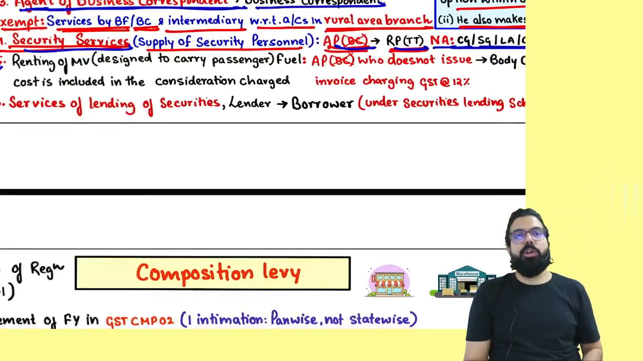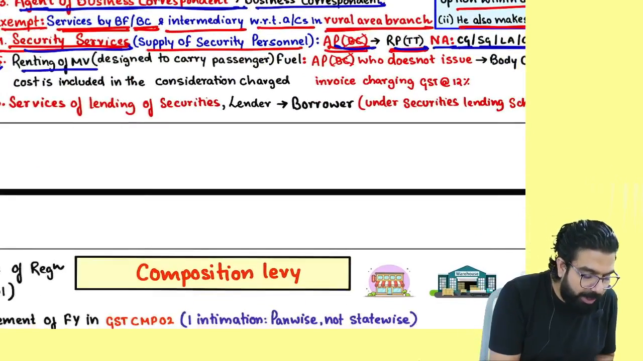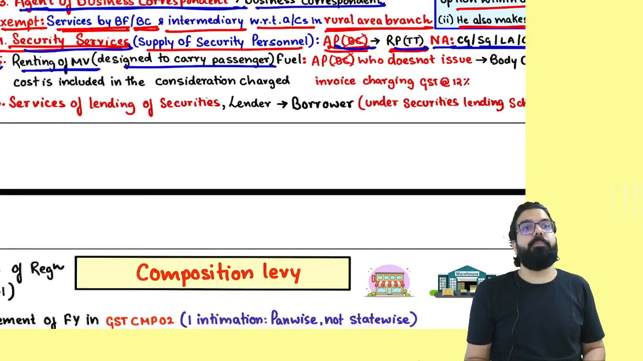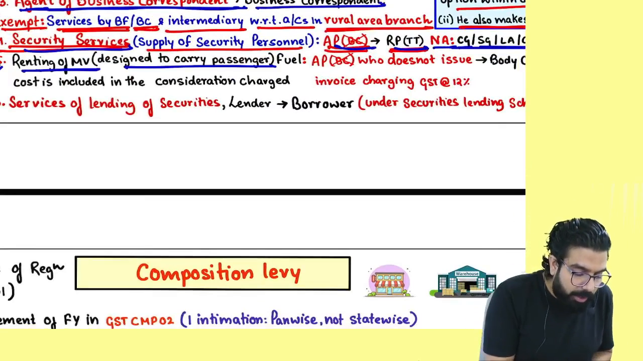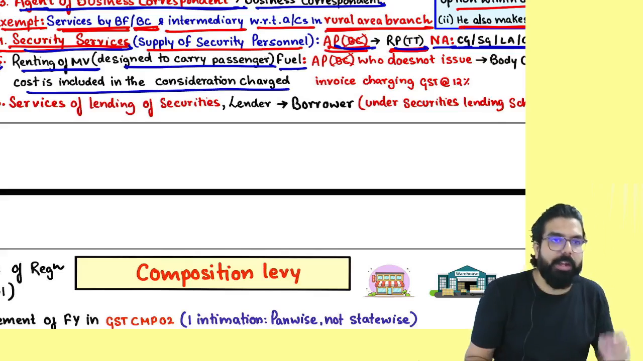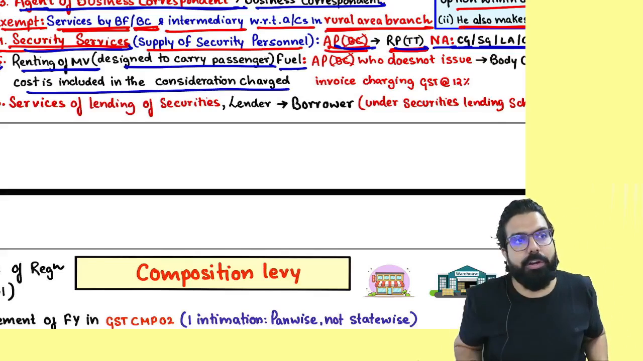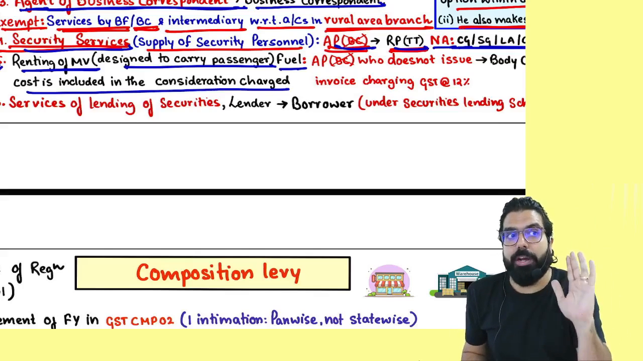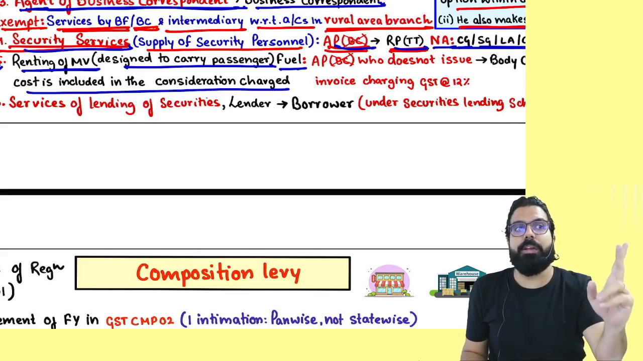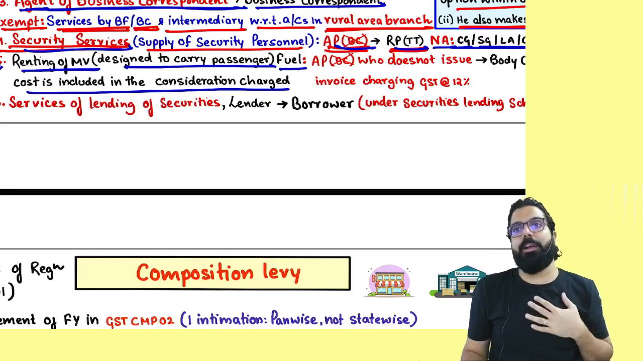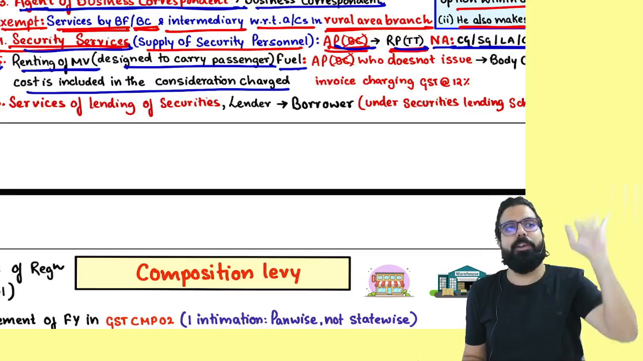Next. The next one is renting of motor vehicle designed to carry passengers, where fuel cost is included in the consideration. Supposing I have a car and I give my car on rent where the fuel cost is included, meaning I'm charging you 10 rupees per kilometer and I'm telling you the fuel cost will be mine only.